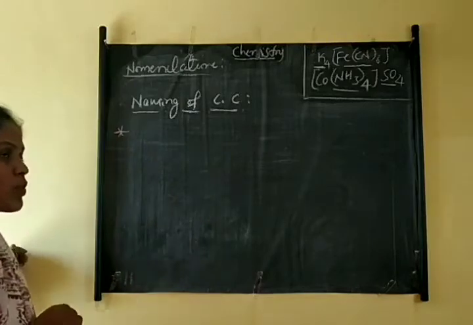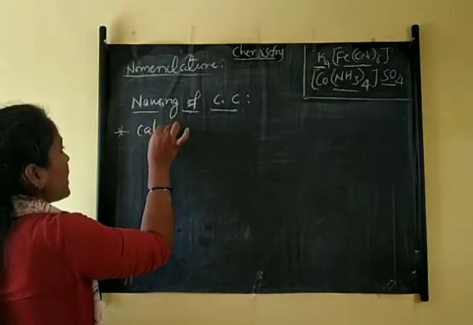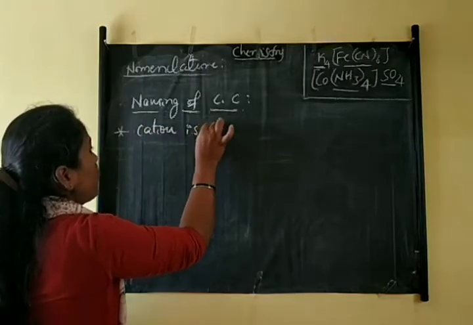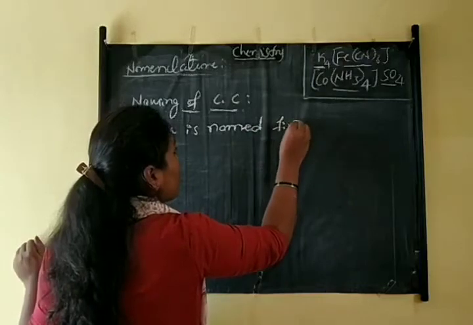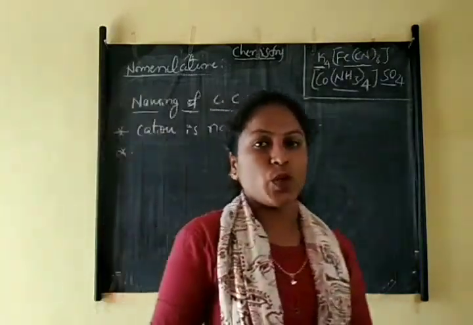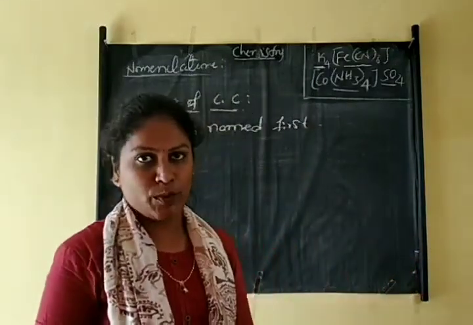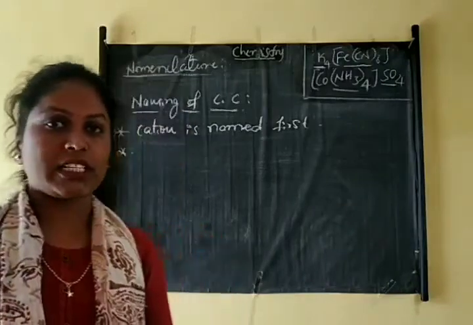So naming, the first rule: the cation is named first in both the complexes. Whether the complex is a cationic complex or an anionic complex, we have to name the cation first. That is the first method.